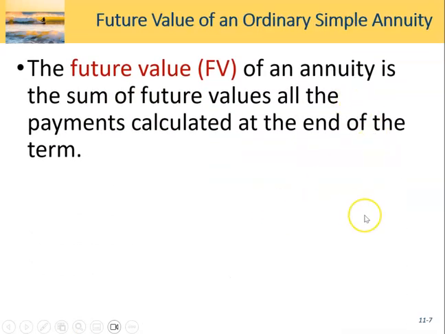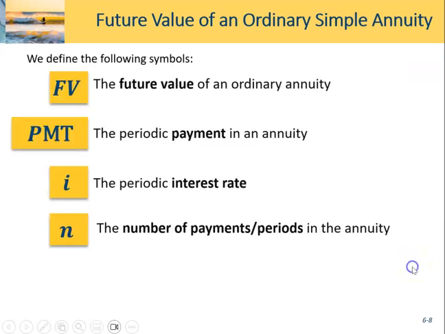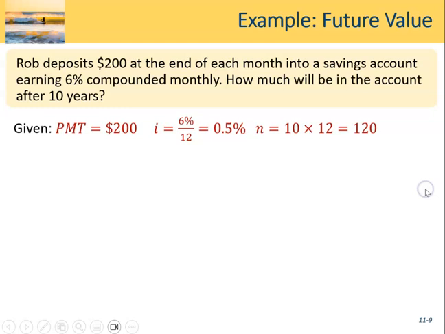Okay. So the future value of an annuity is the sum of the future values of all the payments calculated at the end of the term. The future value could be calculated by using the compound interest formulas and dealing with each payment individually in a formula, or what we're going to do is continue to use the financial features of our calculator.